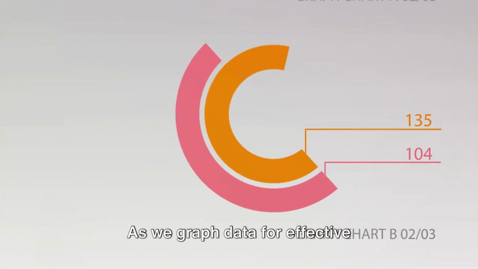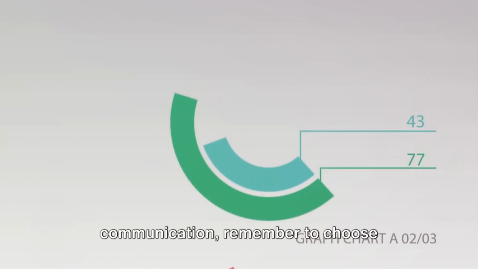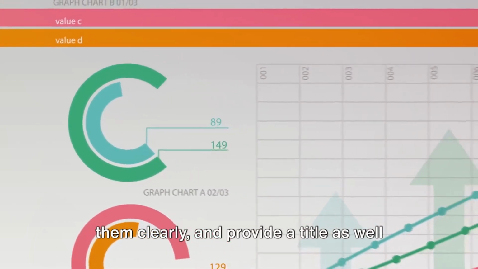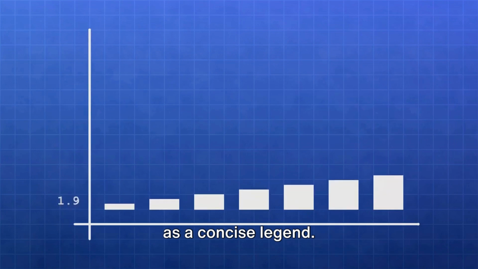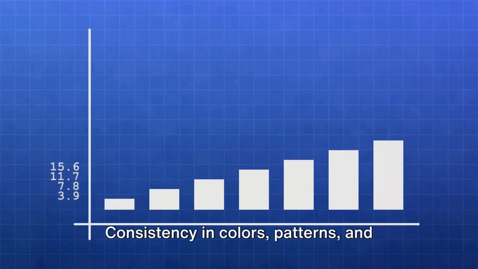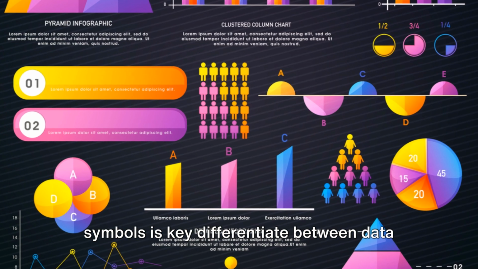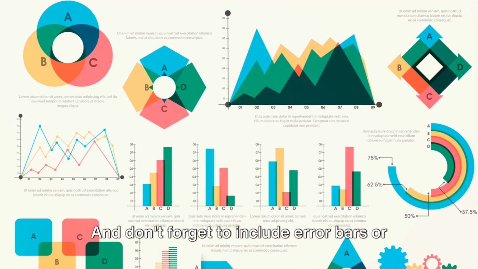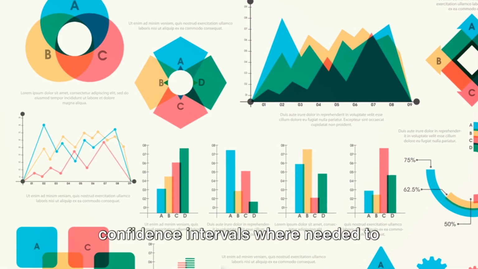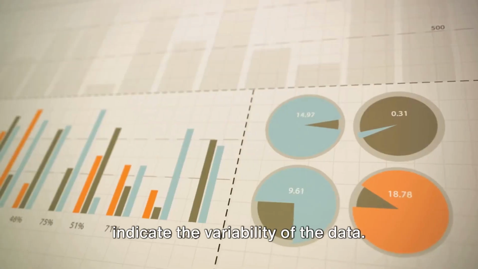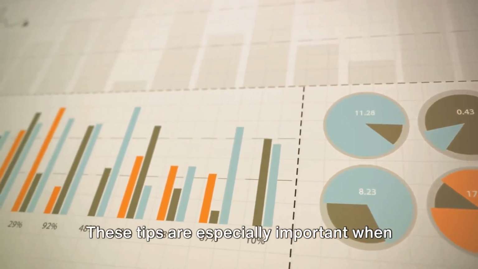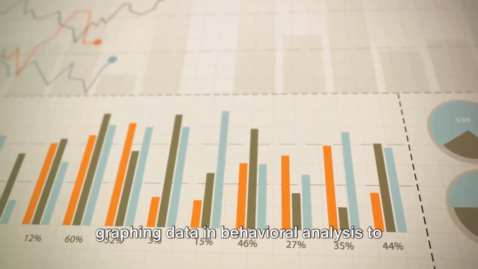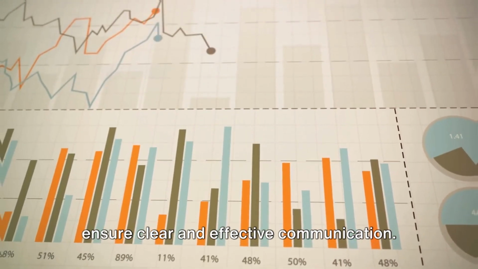As we graph data for effective communication, remember to choose appropriate scales for the axes, label them clearly, and provide a title as well as a concise legend. Consistency in colors, patterns, and symbols is key to differentiating between data series or categories. And don't forget to include error bars or confidence intervals where needed to indicate the variability of the data. These tips are especially important when graphing data in behavioral analysis to ensure clear and effective communication.